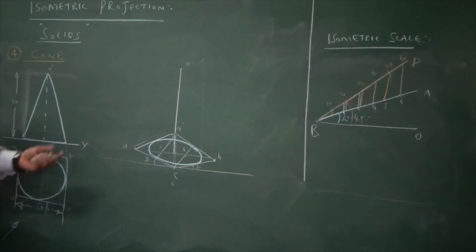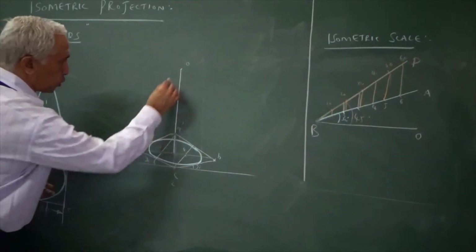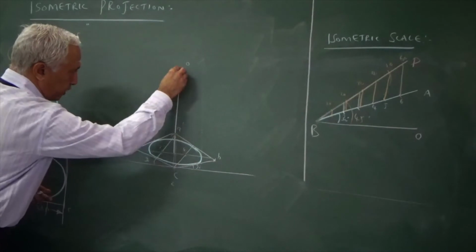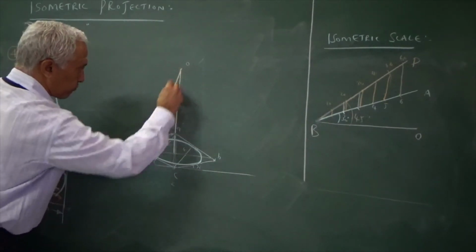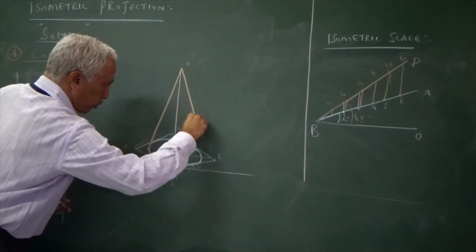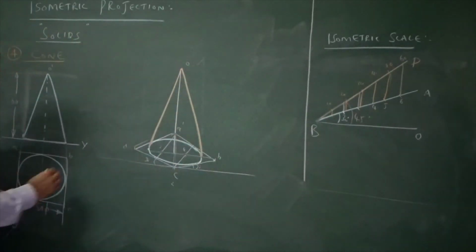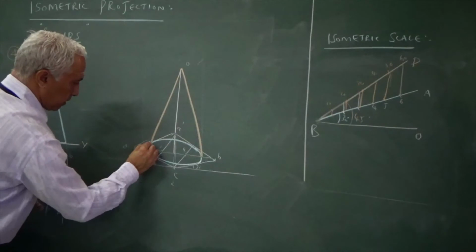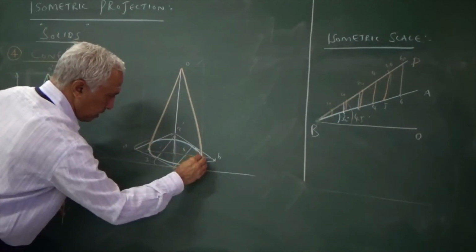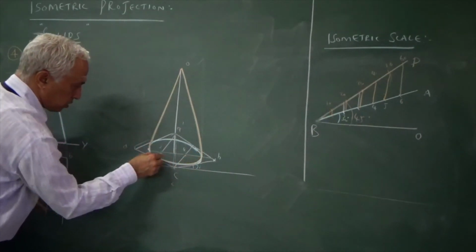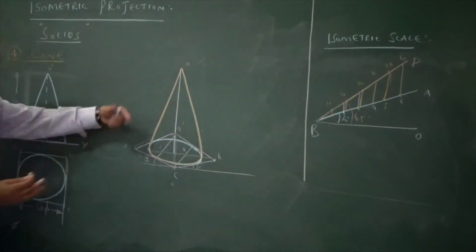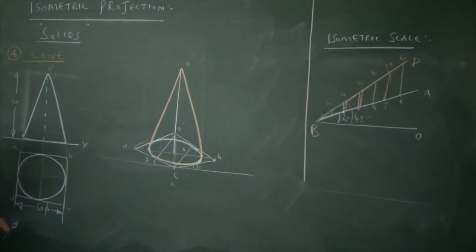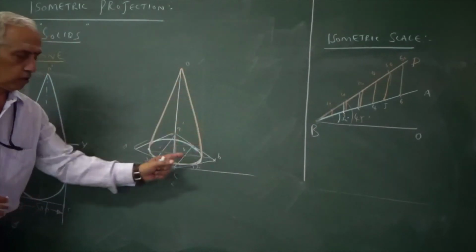Now, in case of a cone, join with O 2 tangential generator, 1 to left side of the ellipse, 1 to the right of the ellipse. So this part is not visible. The remaining part has to be darkened because to the observer a conical surface is seen. The behind portion is not seen. So this is the isometric projection of a cone.